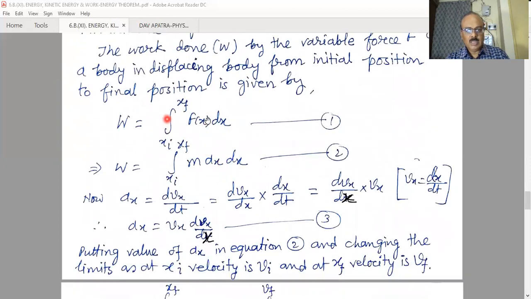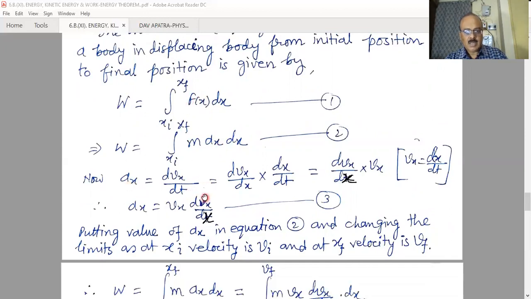Now we can write it as m into ax. It is not a into x, it is ax, where x is a suffix, and that is the acceleration along the x-axis, since the force is along the x-axis. Therefore we write it here.